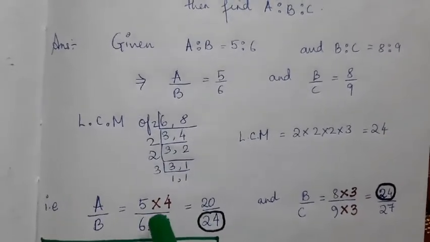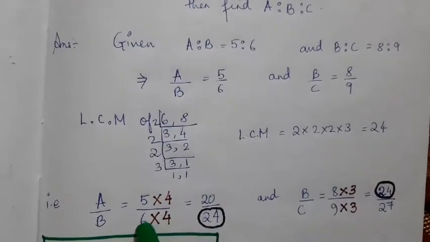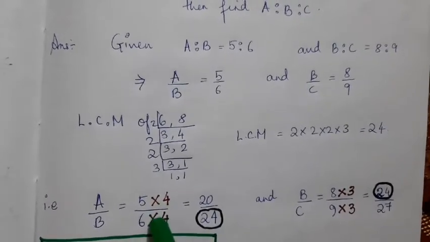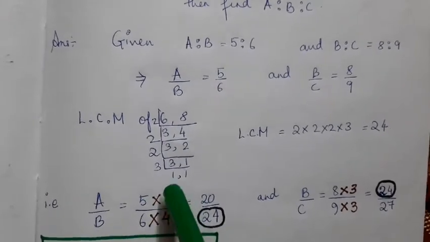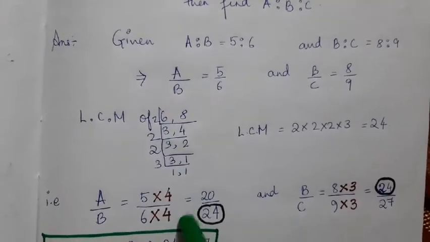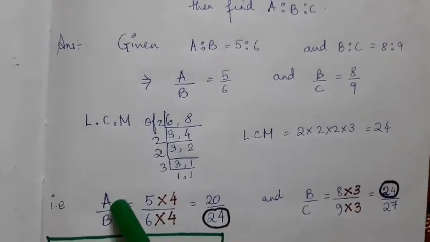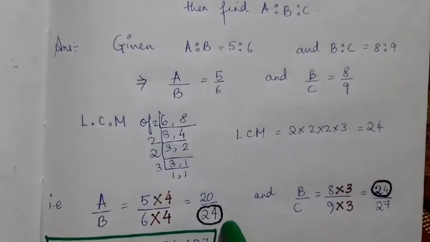Here we are multiplying with 4 because we have to get 24. How can we get 24? When 6 is there, you multiply with 4 to get 24. Now when you are multiplying the denominator, remember you will multiply in the numerator also with 4. So 5 into 4. So you are multiplying top and bottom both with 4. So, I get 20 by 24. So, my new ratio A by B becomes 20 by 24.